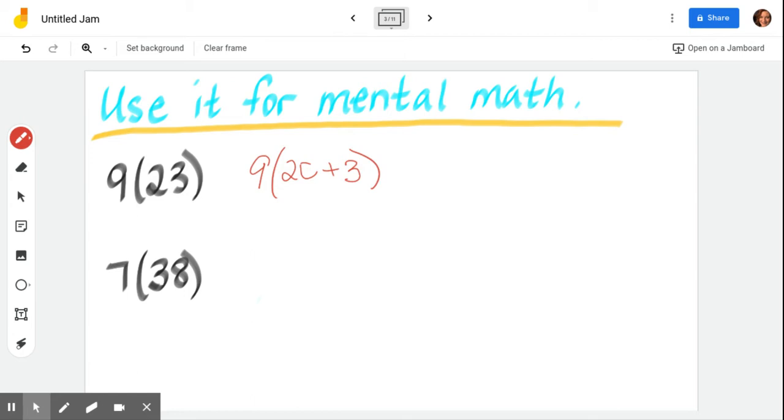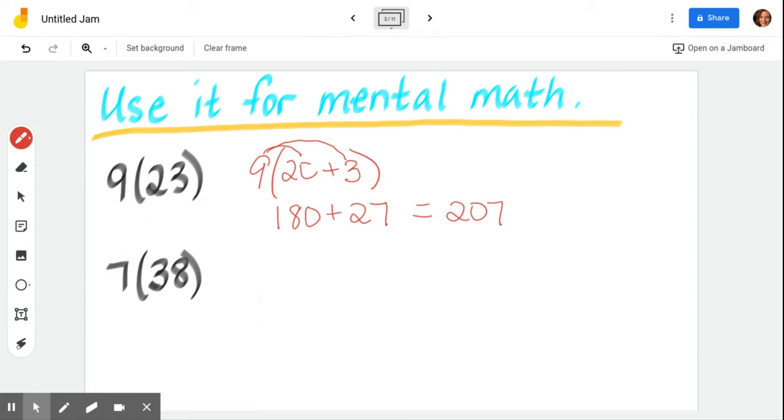So here's why I call it rainbows. You take the number outside times each number inside. I know that 9 times 20 is 180 plus 9 times 3, I know that's 27. And when I add those together, I get 207. Now, I wrote it down so that I could explain what I was thinking through, but in real life, I would have just reasoned through 9 times 20 is 180, 9 times 3, that's 27, add those together, 207.